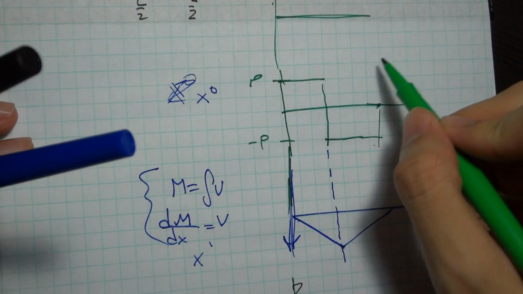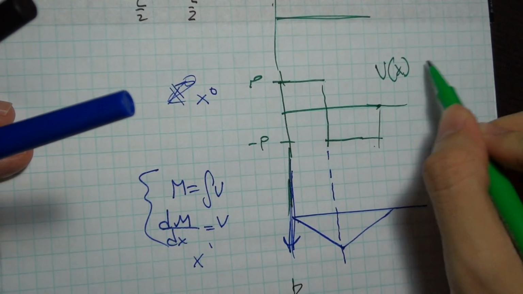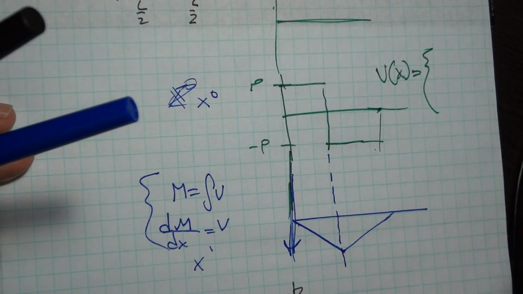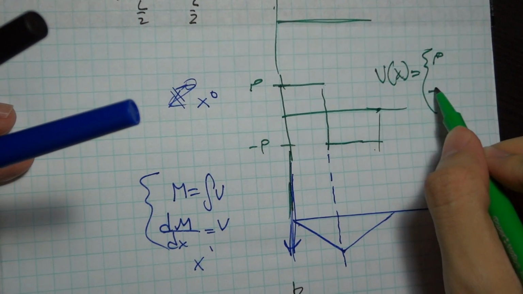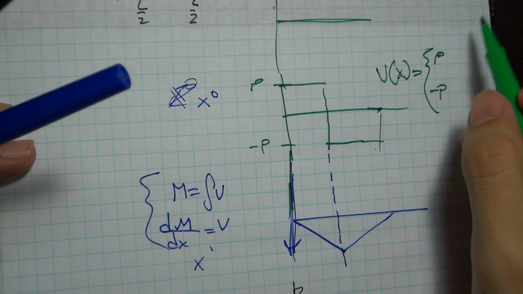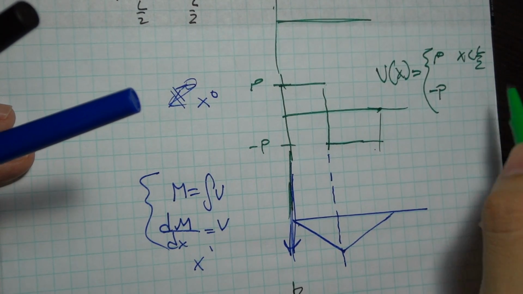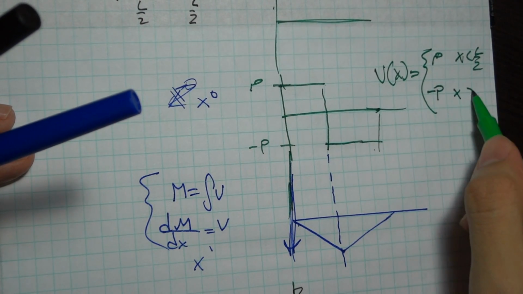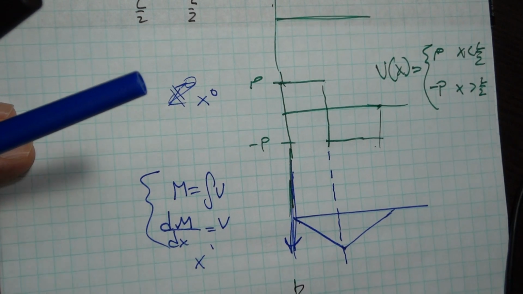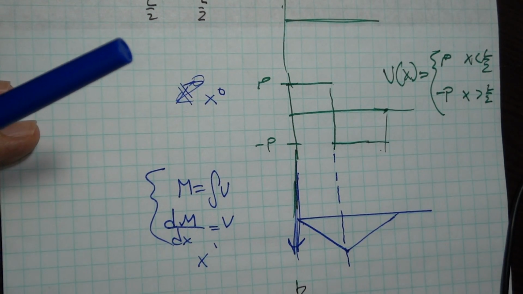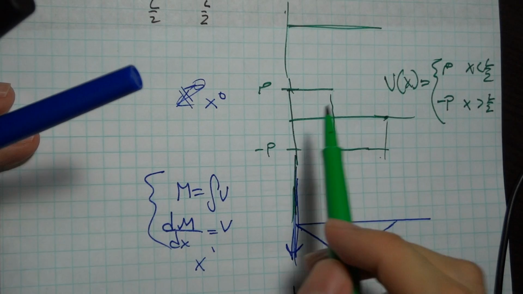So what do I mean by that? I mean that your v of x equals two different things. It equals p or it equals negative p. And it equals p for x less than L over 2, and it equals negative p for x greater than L over 2. I think that is obvious here.